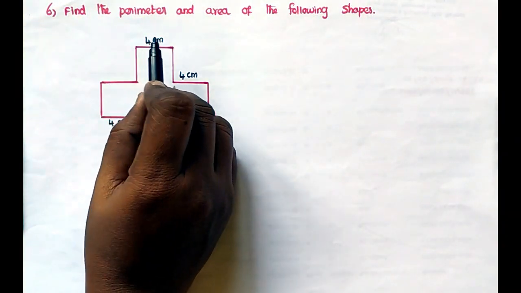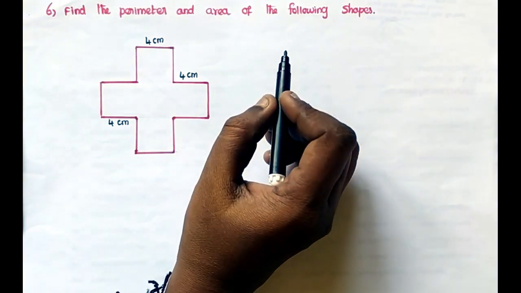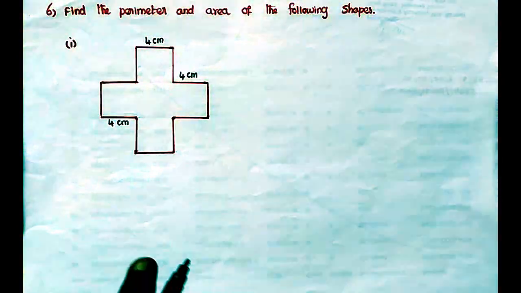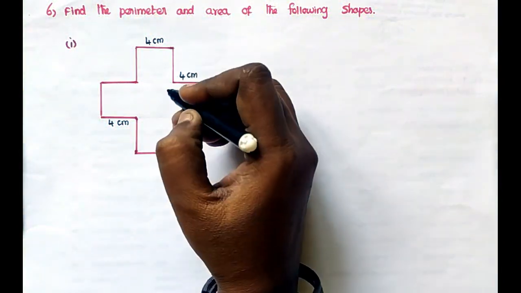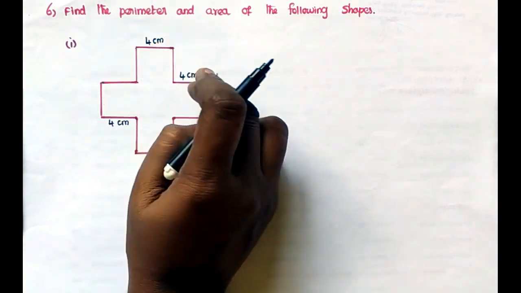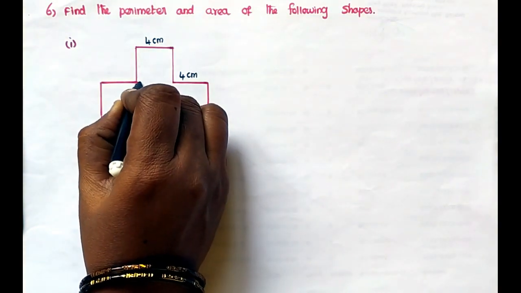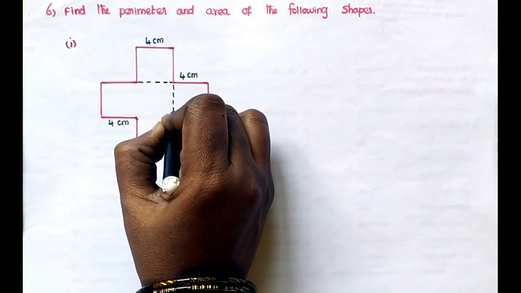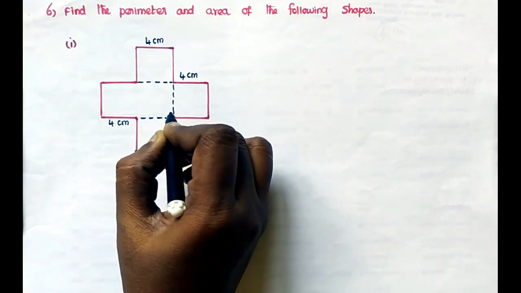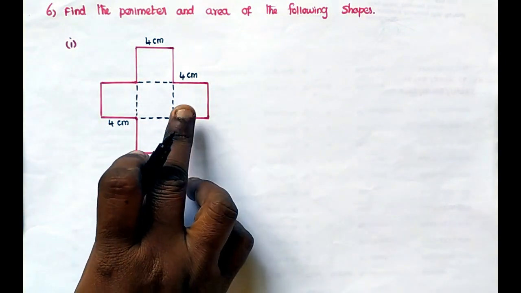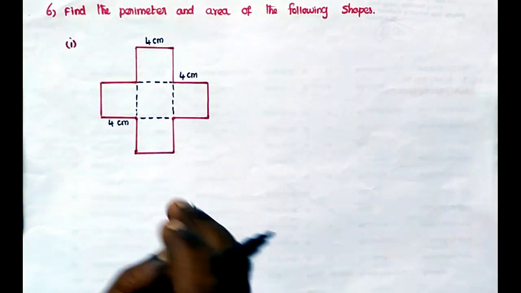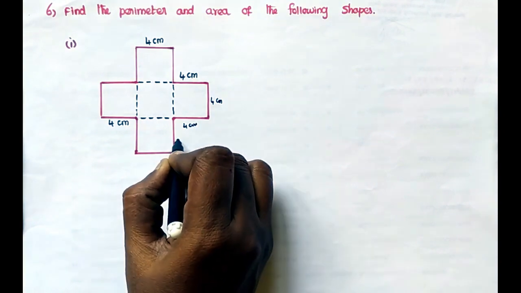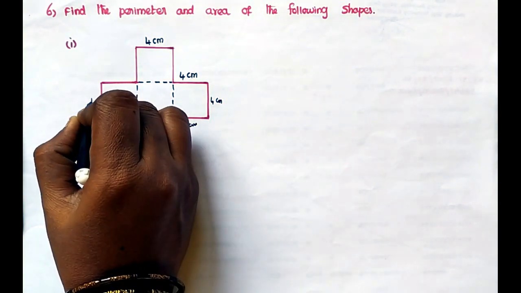Sixth sum. Find the perimeter and area of the following shapes. First subdivision. Listen, this figure. Here all sides are 4 centimeter. All sides measure 4 centimeter. How many squares are there? 5 squares are there: 1, 2, 3, 4, 5. So here also 4 centimeter, 4, 4, 4. Here also 4.